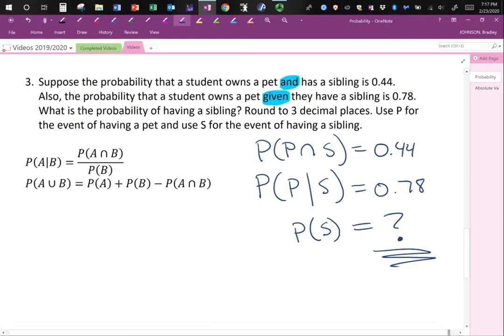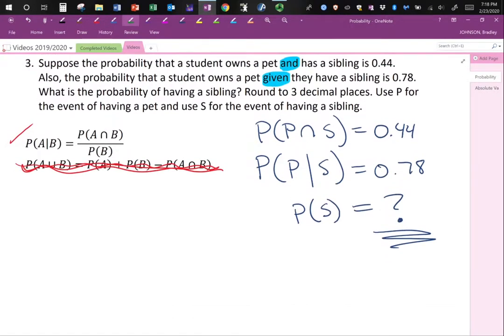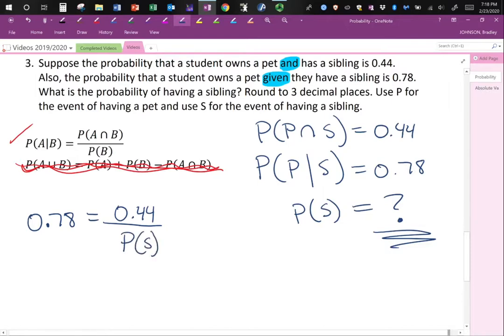Now again, the letters don't matter, right? We need to figure out and narrow down which rule we will be using. On the left-hand side, we can see that we have a given statement. So we are going to be using the multiplication rule. So now let's use the pattern that we know. Probability of A given B. The given part would be 0.78. The AND part will go in the numerator as 0.44. And then the probability of S for sibling will go in the denominator.